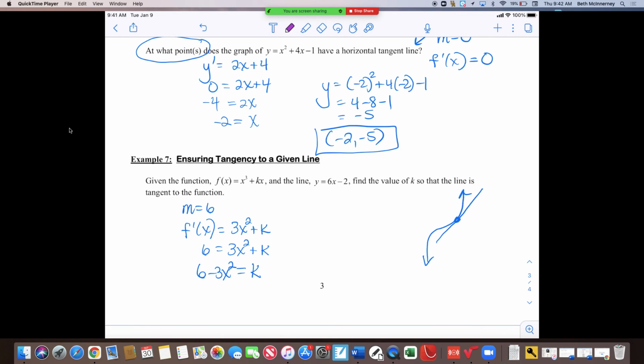So what I know is they are going to have a point of intersection at the tangent point. So let's maybe write ourselves a note, because it's going to be one of those things that is inferred. F of x and the line have a point in common, and it's at the point of tangency. Anybody now see what we can do?